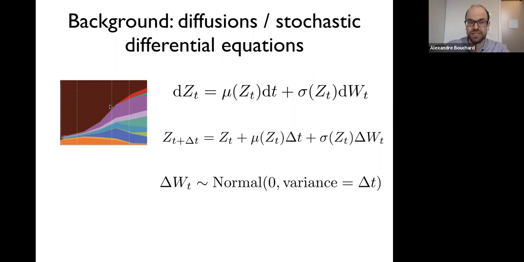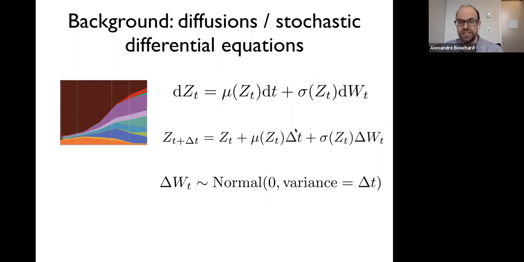Z_t, think of it as the numbers that encode these frequencies, plus a small change in mean that's determined by a function, let's call it mu, that may depend on where I am currently, the current proportions. And as a variance, or a standard deviation, that's based on that function sigma of Z_t. And here, delta W is just an IID normal.